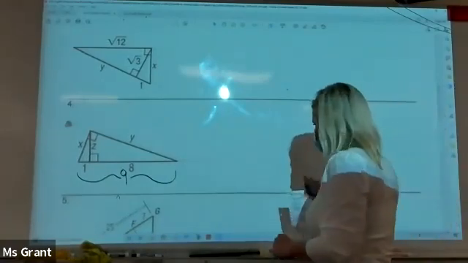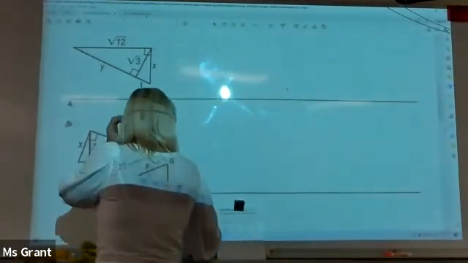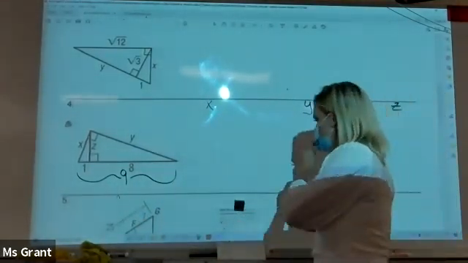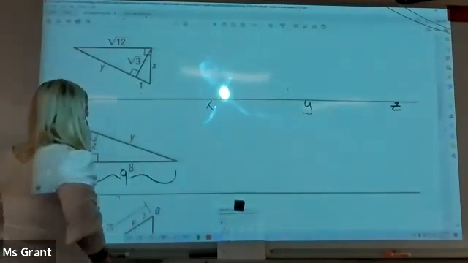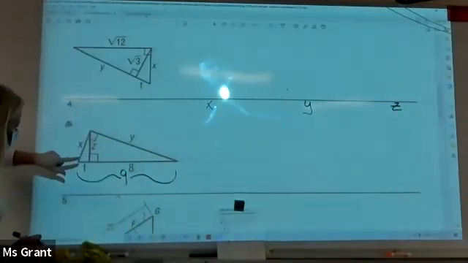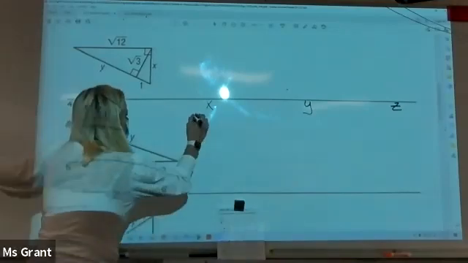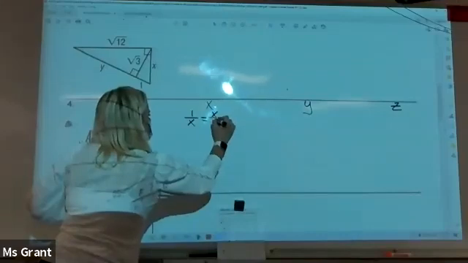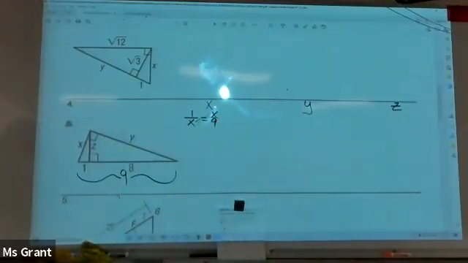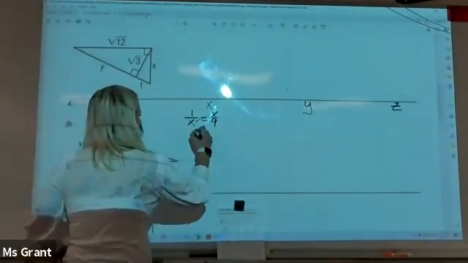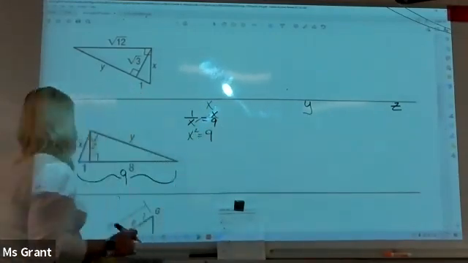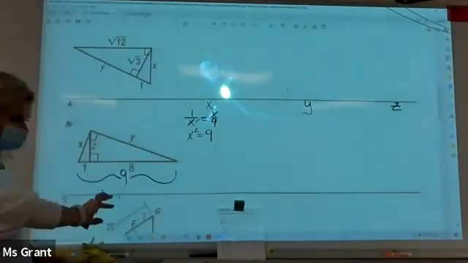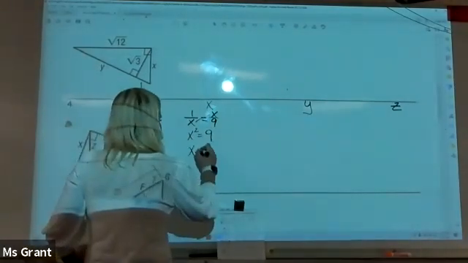So, here we go. My X: 1 over x equals x over 9. Diagonally, I have the same thing. That's the biggie on geometric mean. X squared equals 9. Yay, x equals 3.